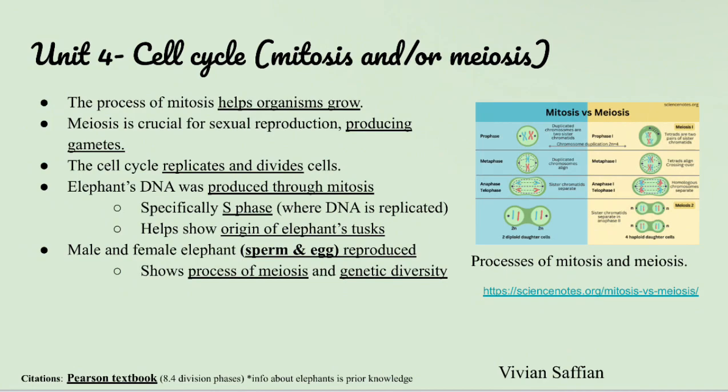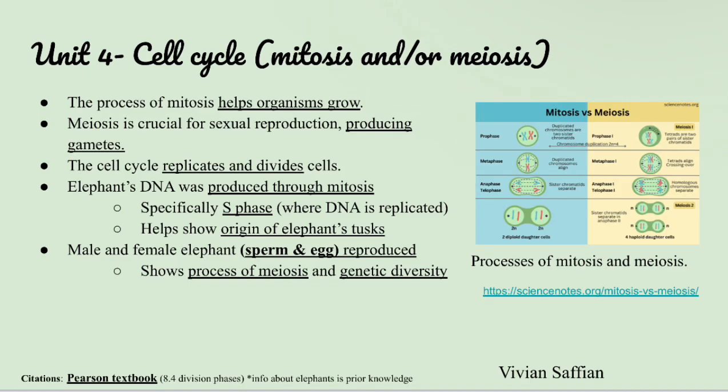Next, Unit 4 talks about the cell cycle and the differences between mitosis and meiosis. To begin, mitosis is a process that helps organisms grow and consists of 6 main stages that are shown in the photo, which is interphase, prophase, metaphase, anaphase, telophase, and cytokinesis. Those stages are all crucial for the organisms to grow.